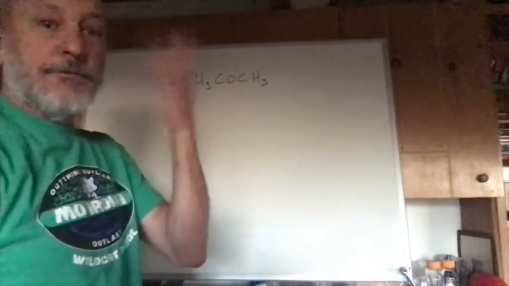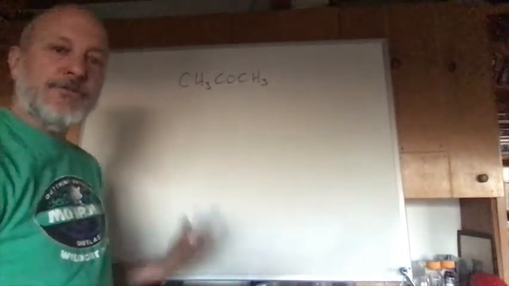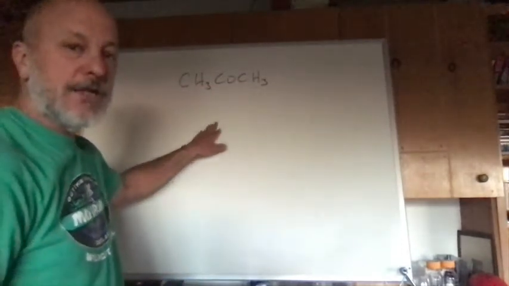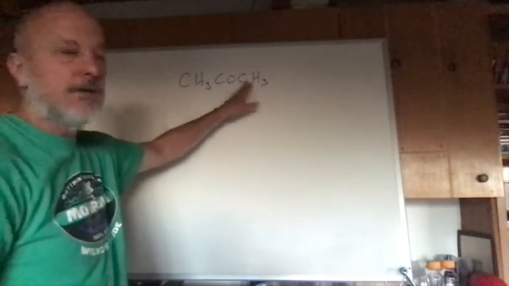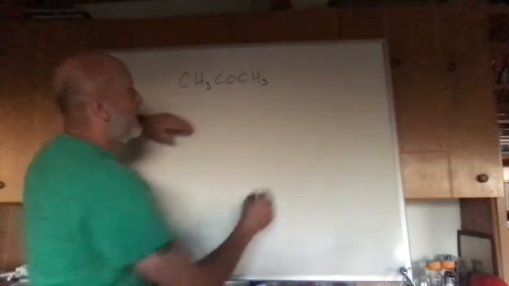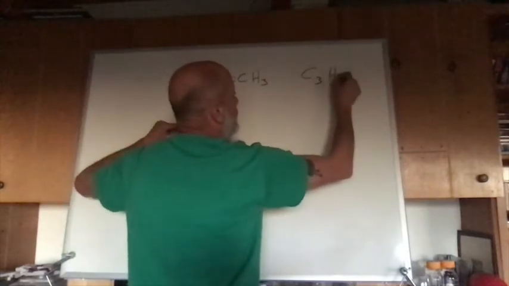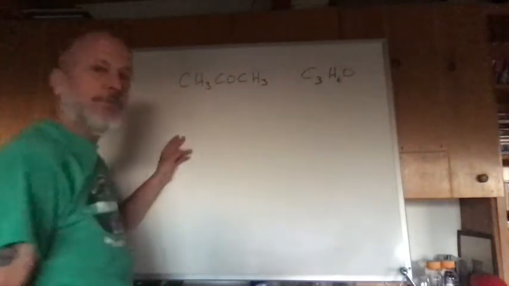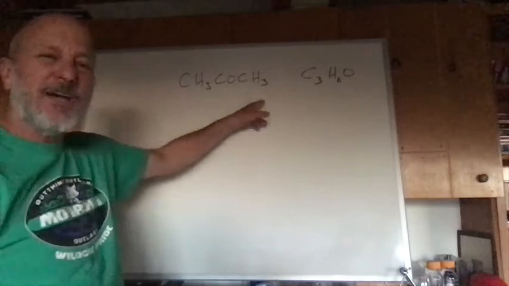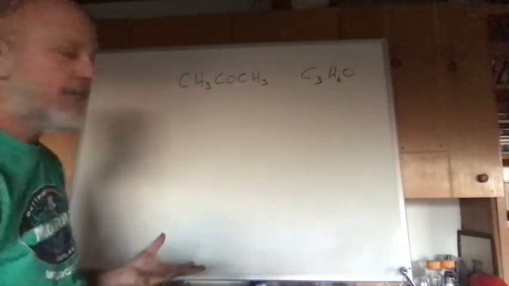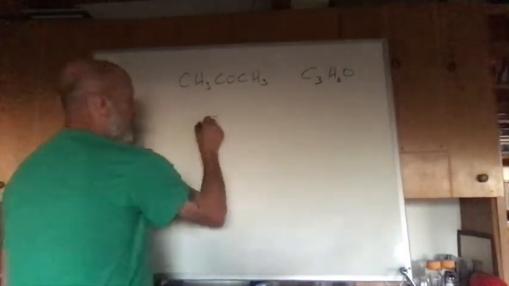This is acetone, very common in nail polish removers and as degreasers. CH3COCH3. Why do we write it this way? It's got 3 carbons. Why don't we just do C3H6O? Because when we write the formula, we want to give a little hint of how this molecule is put together. Let's connect the 3 carbons together.